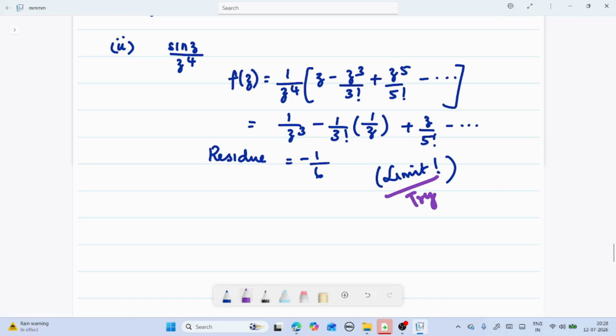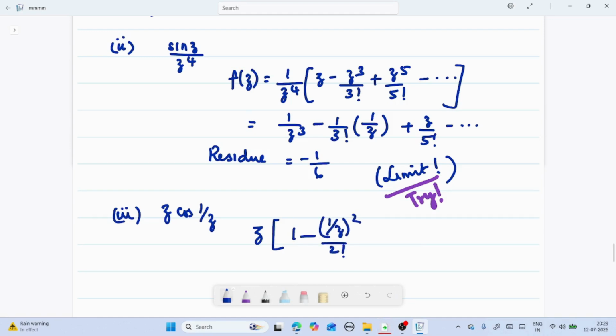Okay, try this. Now let us move on to another question. Find the residue for z into cos 1 by z, at the pole z equal to 0. So here, just expand this first. Z into, how do you represent it? 1 minus 1 by z the whole square by 2 factorial plus 1 by z the whole power 4 by 4 factorial, and it goes on.